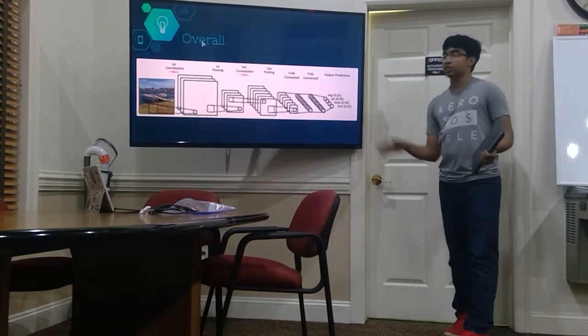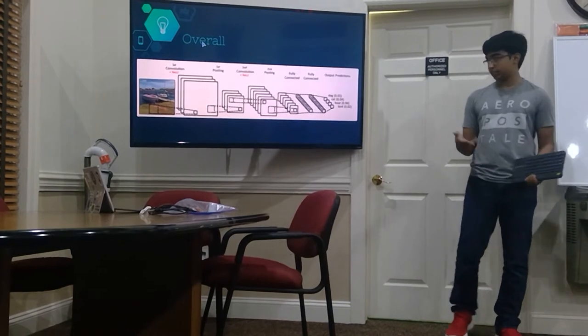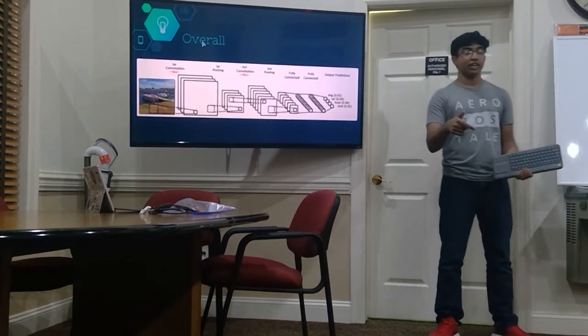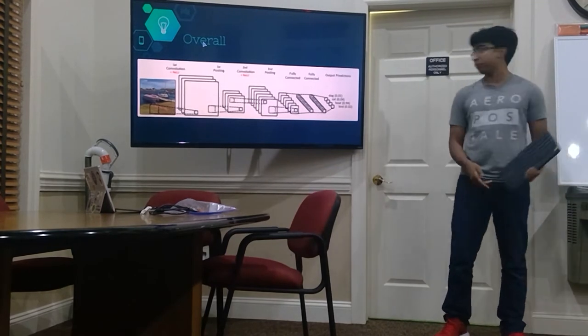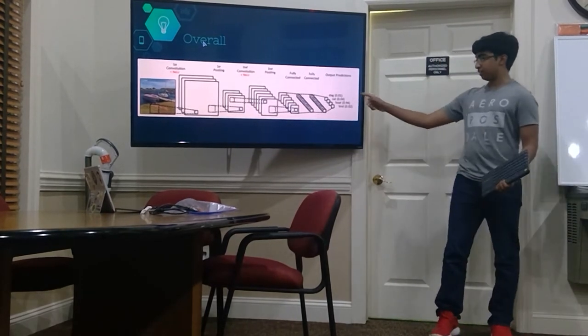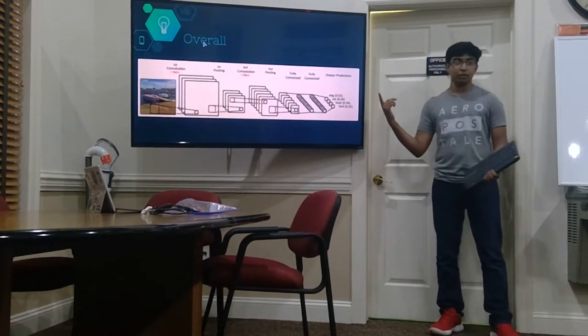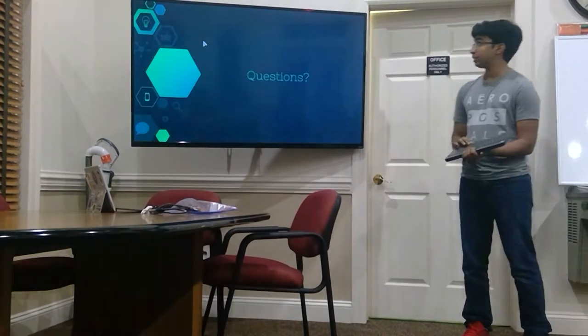Then the fully connected layers do what the softmax function does. This brings all these together and changes them into probability values. So as you can see, in the end, it just shows 94% and minimal for the other stuff.